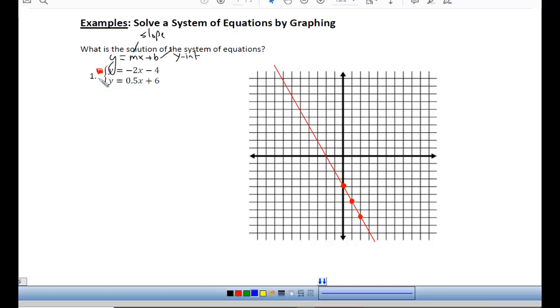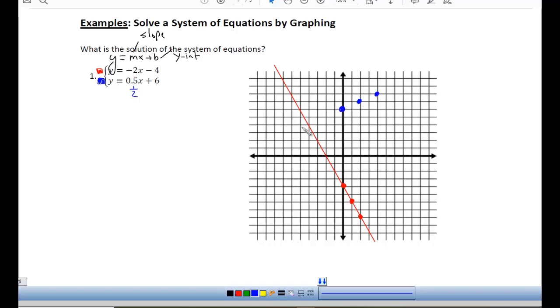We'll go plot the second one here. We'll do that one in blue. Again, I have an intercept of positive 6, so I go up on my y-axis: 1, 2, 3, 4, 5, 6. Mark my point. This slope is 0.5. Well, 0.5 is just 1 over 2. So as a rise, I go 1 and I run 1, 2. Rise 1, run 1, 2.